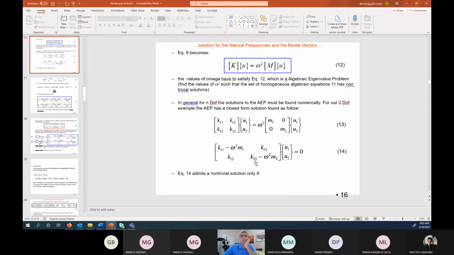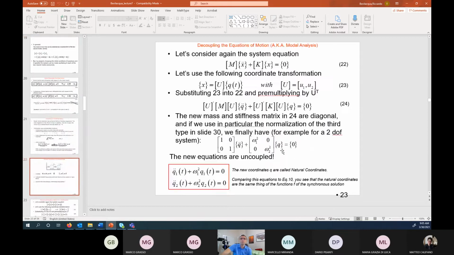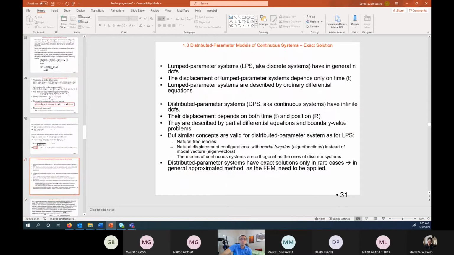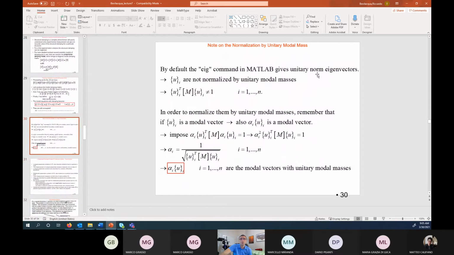Yeah, this equation 14 is the one where we set the determinant to be 0 and we find the omegas. Once you find the omegas, you are basically solving an eigenvalue problem to find the U's. So if you actually do this in MATLAB, just keep in mind that MATLAB is giving you already normalized unit eigenvectors. So they're normalized with technique number 2, I believe, in my list. And so this is an operation that you want to do to actually find the modal vectors with unitary modal masses. That's all, just a small note.